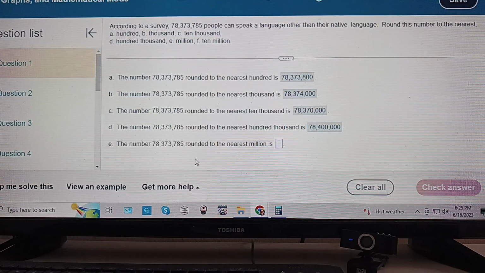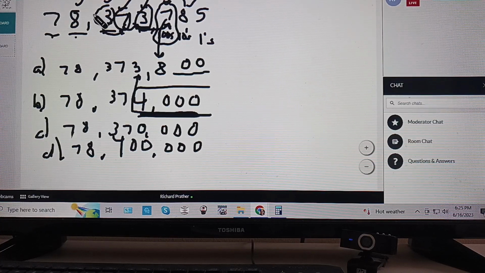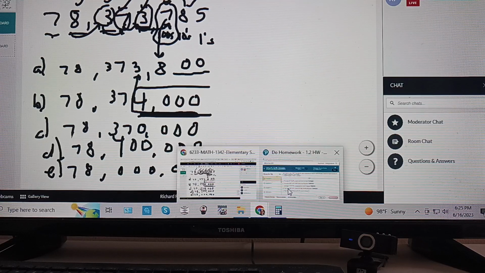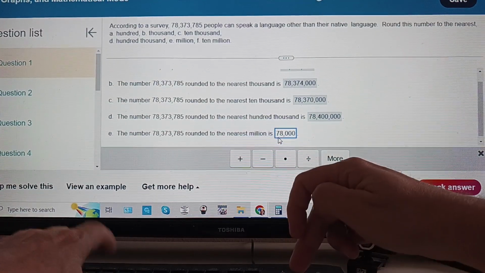And we got 2 more. Now they want the nearest million. Million is where this 8 is. And there's a 3 behind it, so I don't need to add 1. Just keep it 78, and then everything after it's a 0. Literally 78 million. Imagine if you had $78 million.